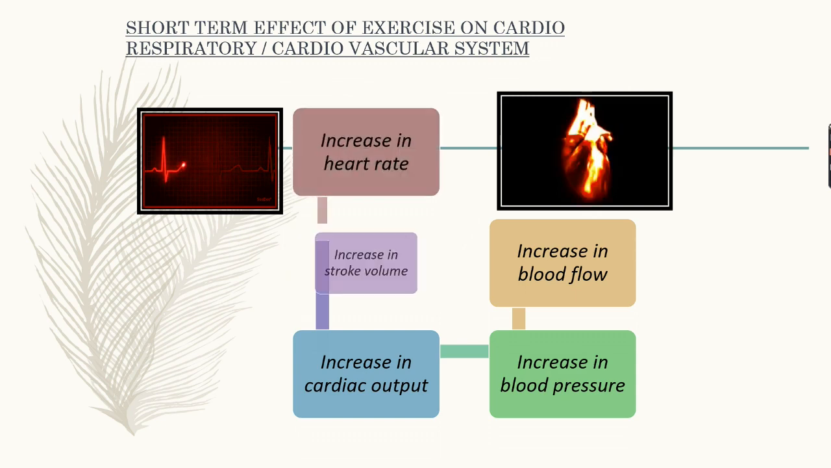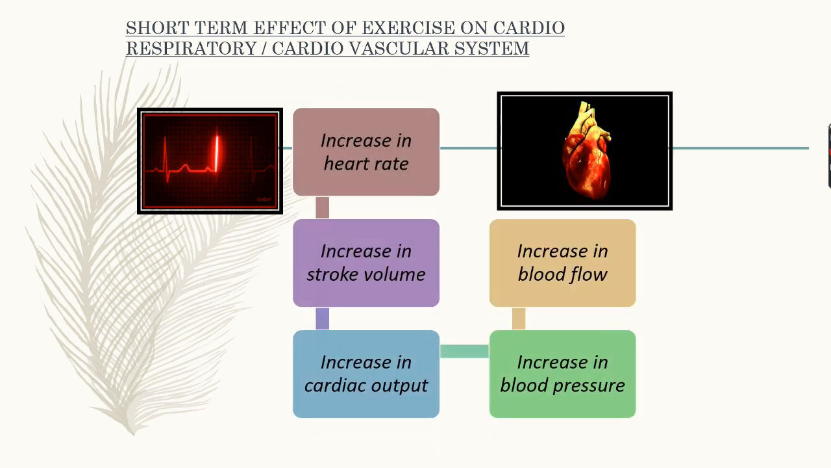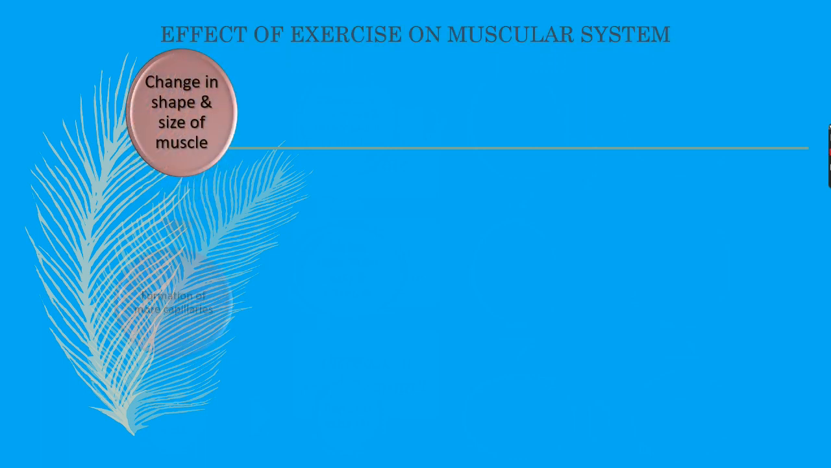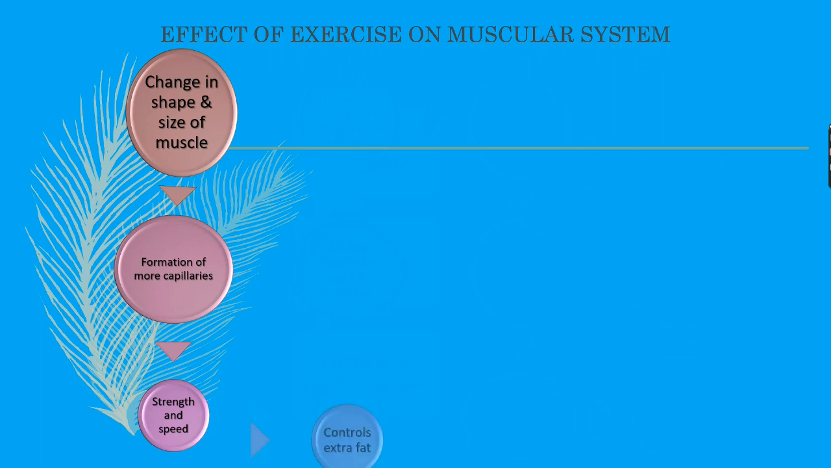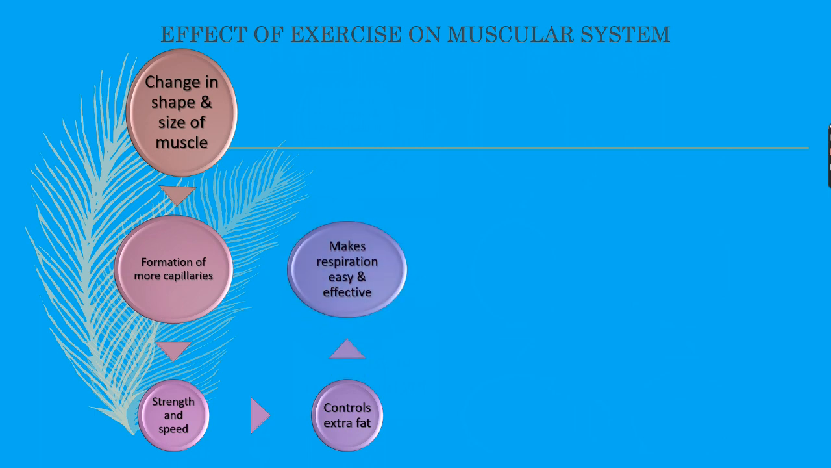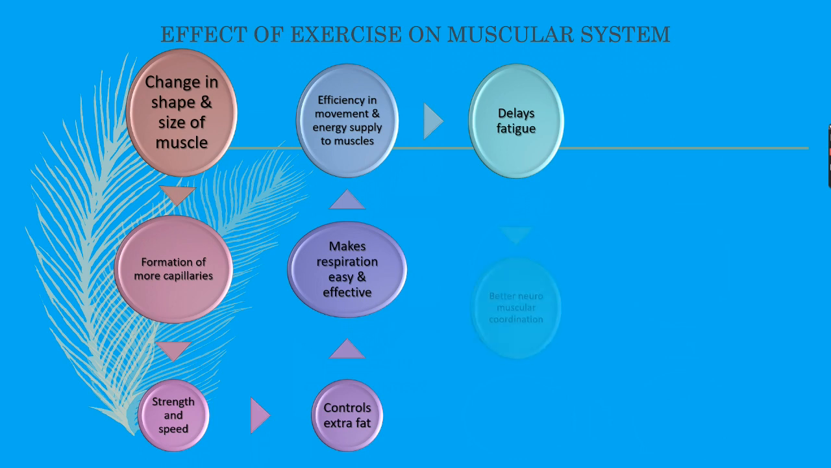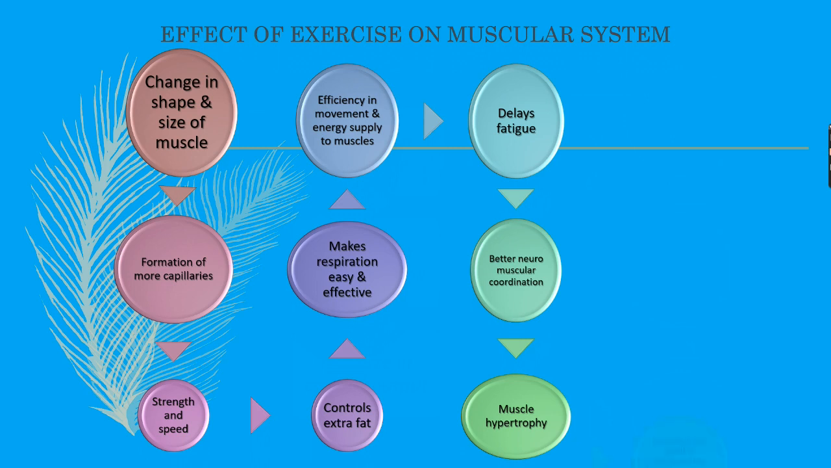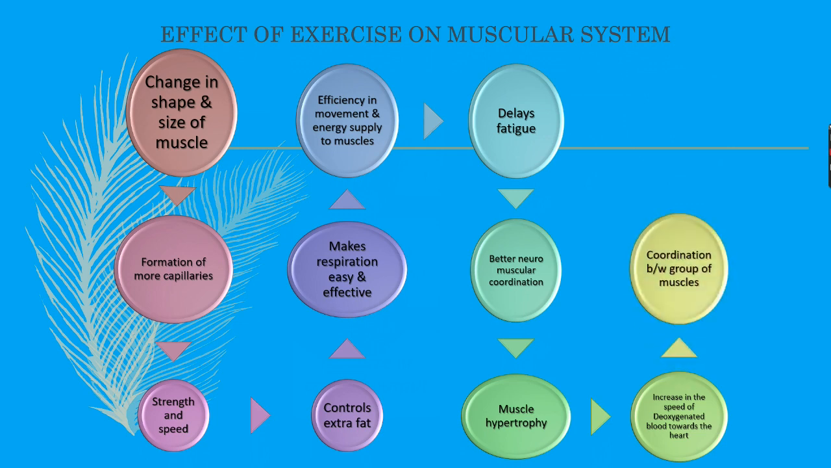Change in shape and size of muscle. Formation of more capillaries. Strength and speed. Controls extra fat. Makes respiration easy and effective. Efficiency in movement and energy supply to muscles. Delays fatigue. Better neuromuscular coordination. Muscle hypertrophy. Increase in the speed of deoxygenated blood towards the heart. Coordination between groups of muscles improves.